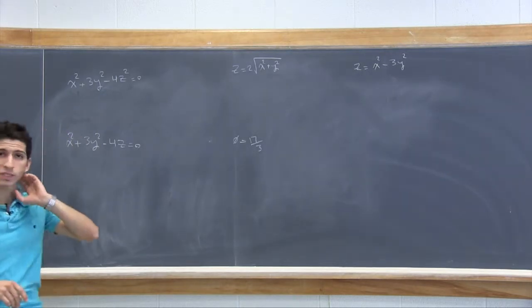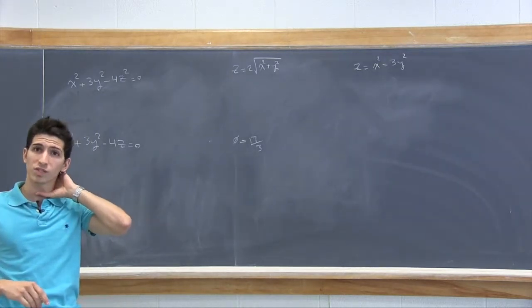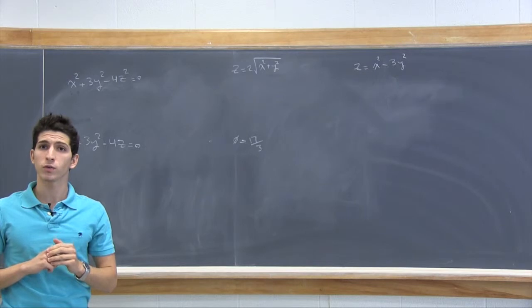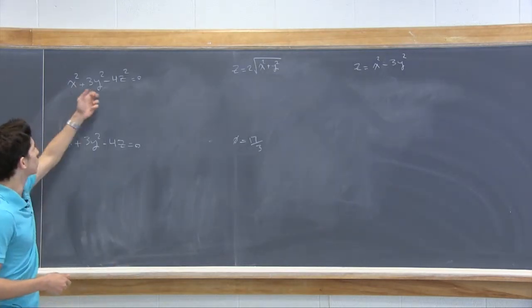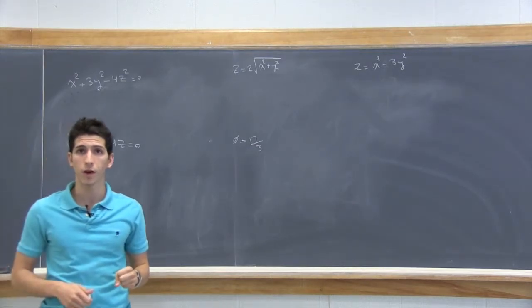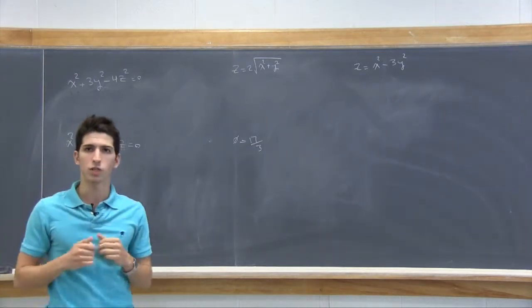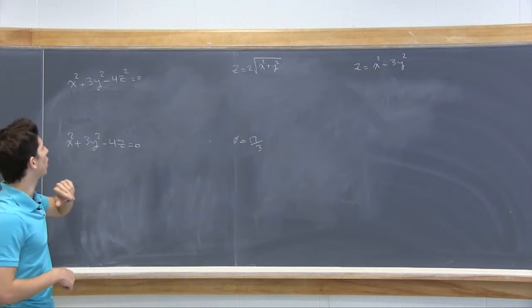Over here we've got x squared plus 3y squared minus 4z squared equals 0. First thing I'm going to notice before I do anything is the fact that this has to go through the origin. Why? Because 0, 0, 0 is a solution to that equation. Okay? So that's a good mental note to keep in your head, just so you can use it later.